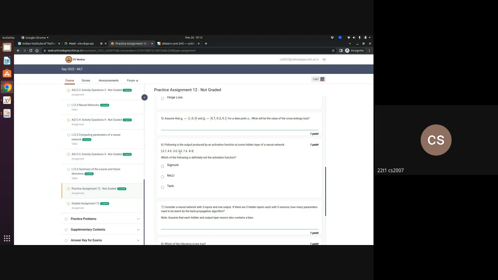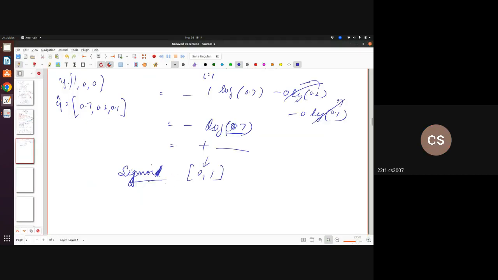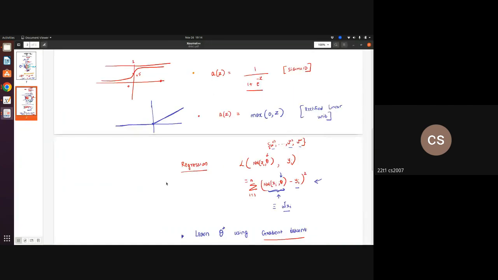Can this kind of output be produced by ReLU? What does ReLU do? I'll show you. If the value is negative, it will make that 0. If the value is positive, it will stay as it is, which means there are no negative values as a result of applying ReLU, isn't it? Every negative value is transformed to 0, right?